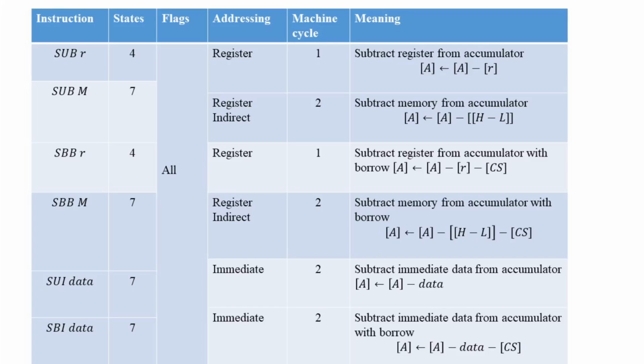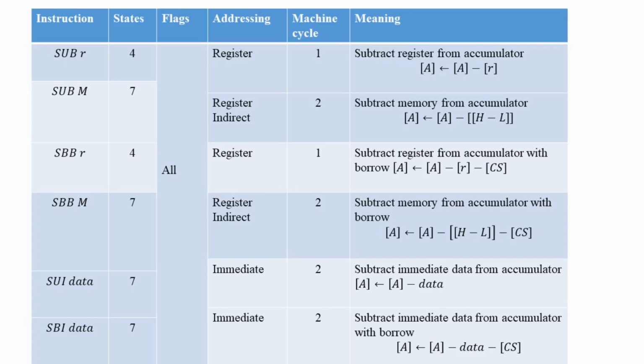Next is SUI data. SUI data is immediate addressing mode and it needs 2 machine cycles and 7 states. When we execute this line, it subtracts immediate data from accumulator. Here we directly represent the data. The content of accumulator minus data is stored in accumulator. For example, if the data is 1 and the content of accumulator is 5, then the result is 5 minus 1 and the accumulator changes to 4.